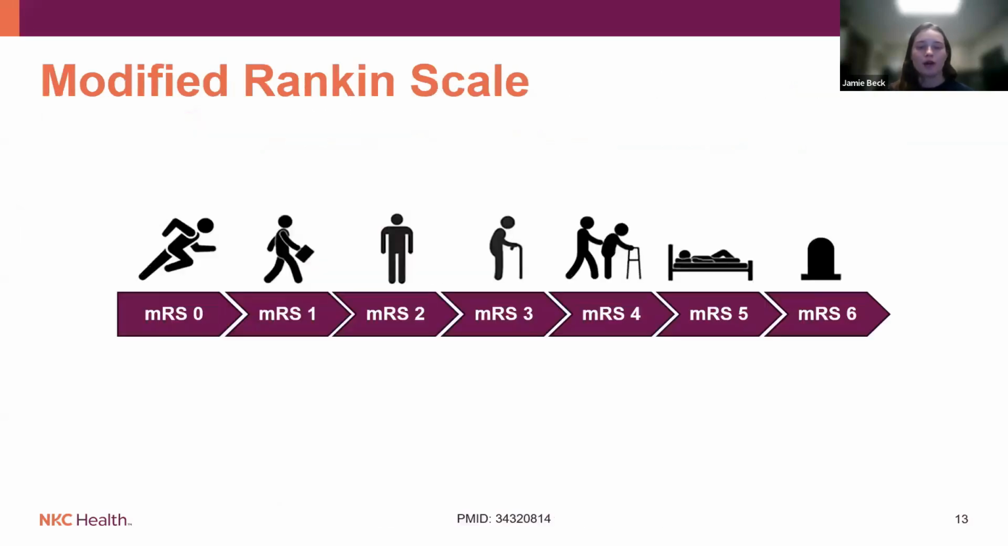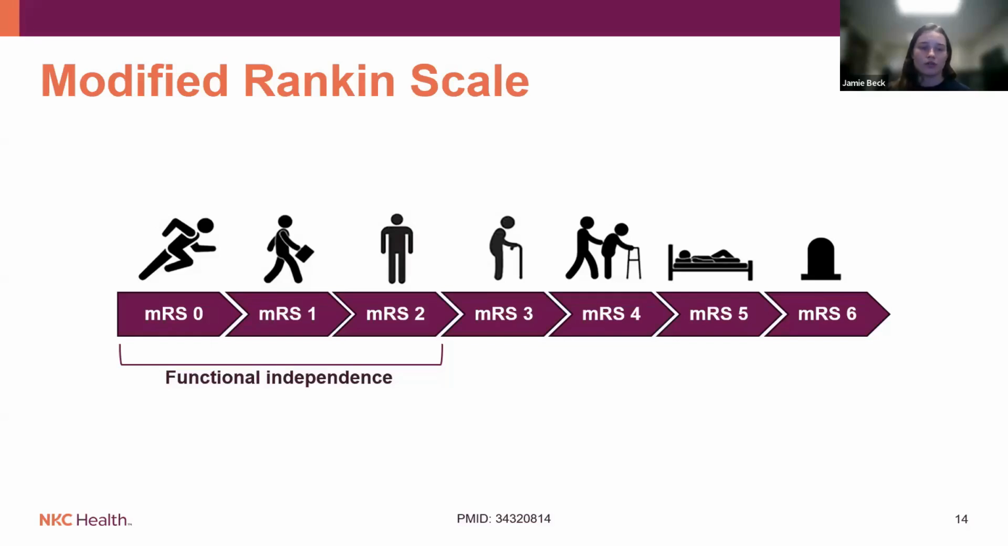So as a refresher, the modified Rankin scale was created to assess the level of disability after a stroke or other neurological episode. It ranges on a scale of 0 to 6, with 0 being no symptoms and 6 being death. A modified Rankin scale score of 0 to 2 indicates functional independence, and that's a very important endpoint in acute ischemic stroke assessments in literature.